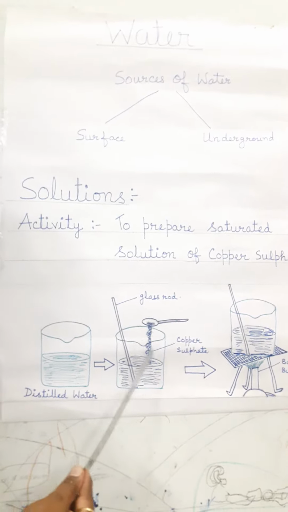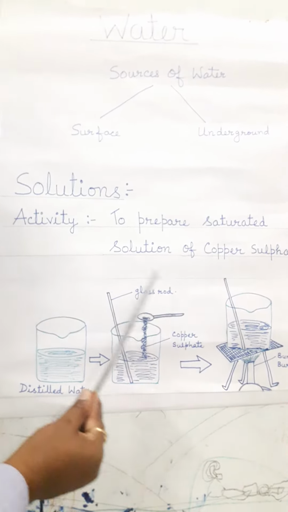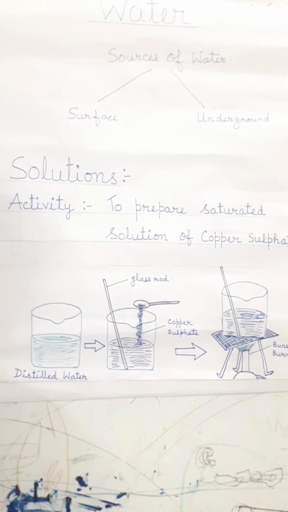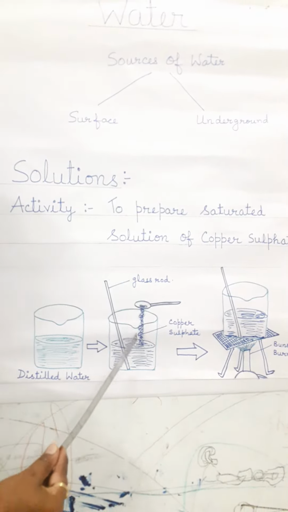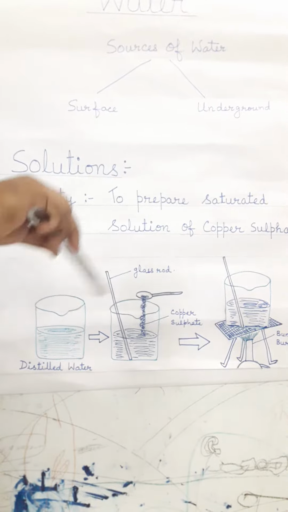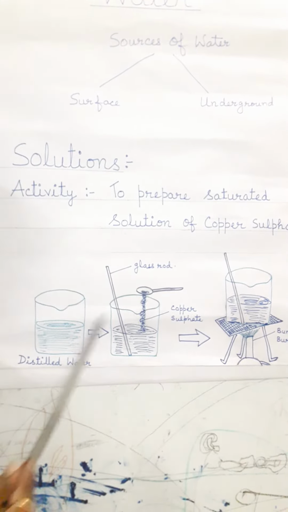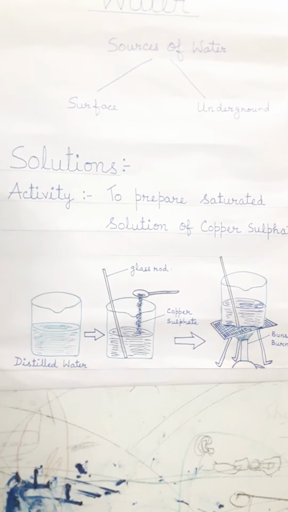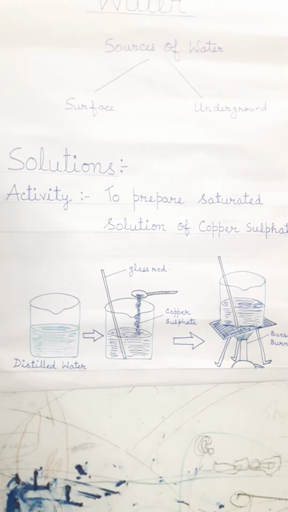When the copper sulphate gets dissolved, add some more copper sulphate into the water and stir with the glass rod again till it also gets dissolved. Continue adding small quantities of copper sulphate into the water and continue stirring. A stage will come when no more copper sulphate dissolves in water and the solution becomes very thick.